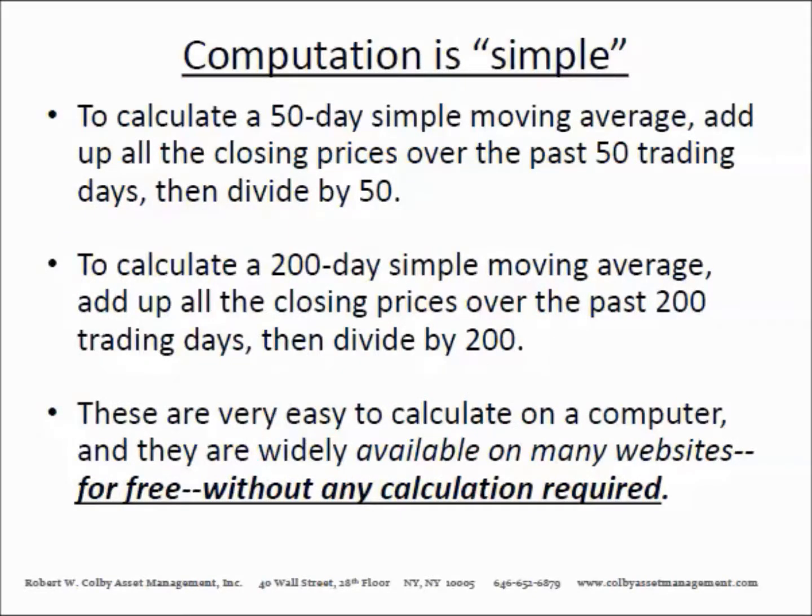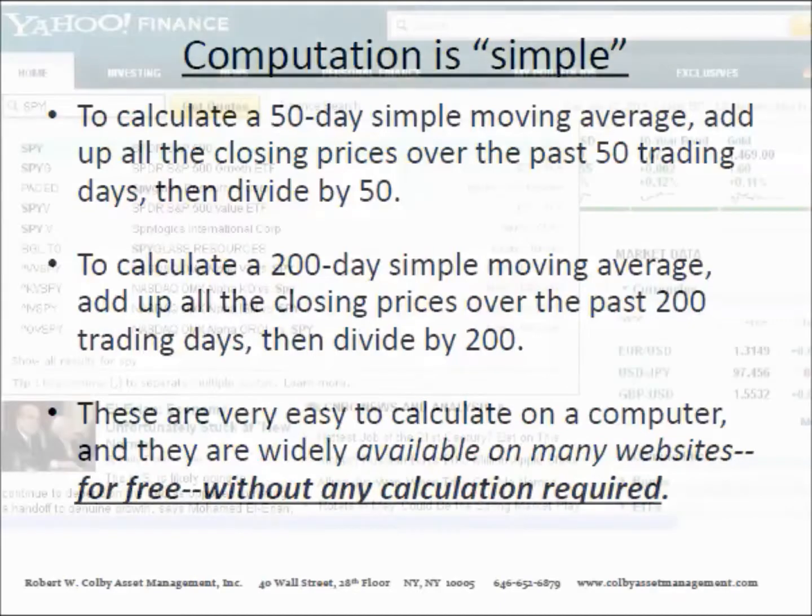Computing simple averages is relatively easy. To calculate a 50-day simple moving average, we add up all the closing prices over the past 50 trading days of the stock or ETF or index that we're analyzing. We add those up, divide by 50. For the 200-day simple moving average, we use the past 200 trading days of data, then divide by 200. These are easy to calculate on a computer, but they're widely available on many websites for free, without any calculation required. Let me show you using Yahoo Finance.